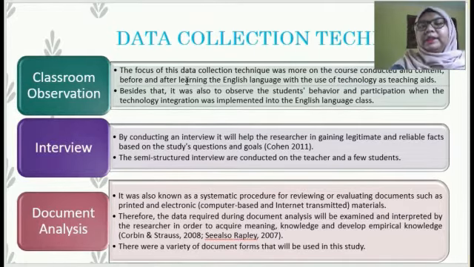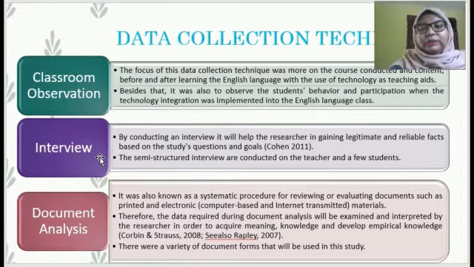Besides that, it was also to observe the student behavior and participation when the technology integration was implemented into the English language class. Okay, the next data collection technique is interview. By conducting an interview, it will help the researcher in gaining legitimate and reliable facts based on the study questions and goals. Semi-structured interviews are conducted on the teacher and a few students.